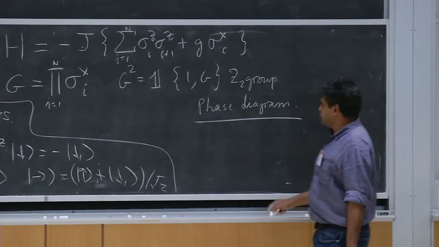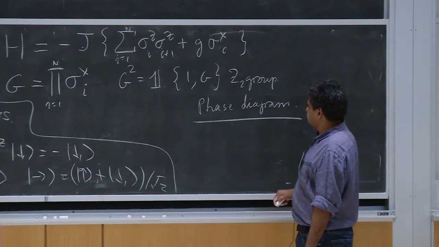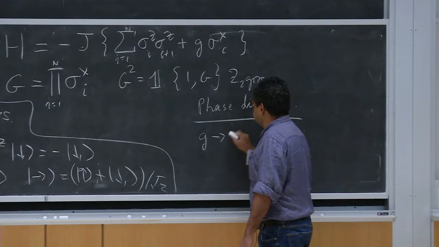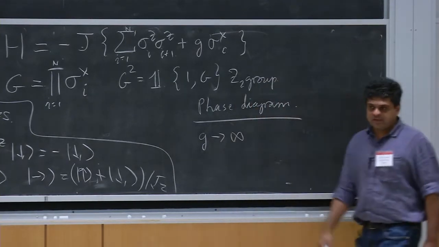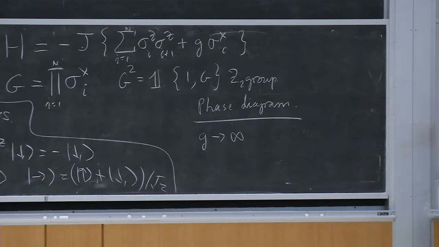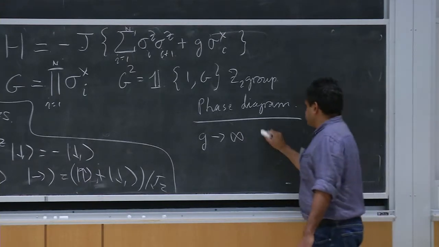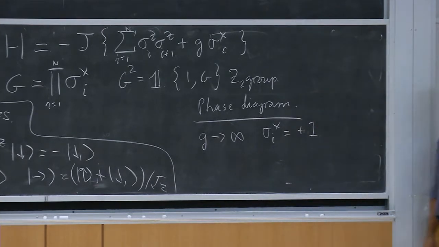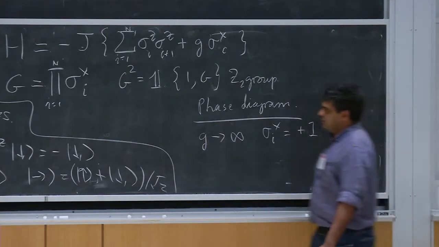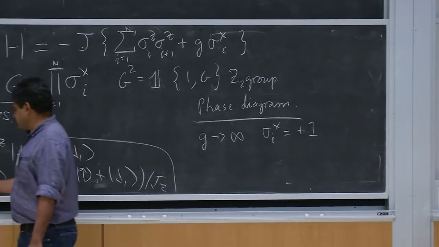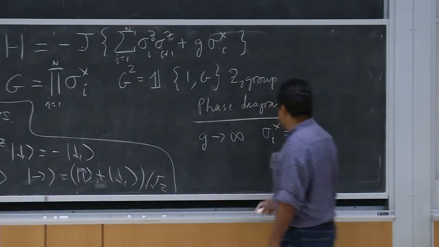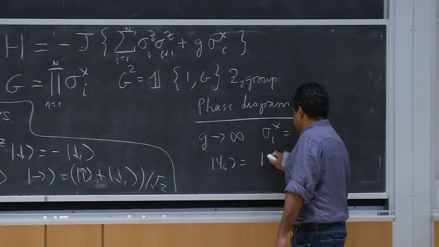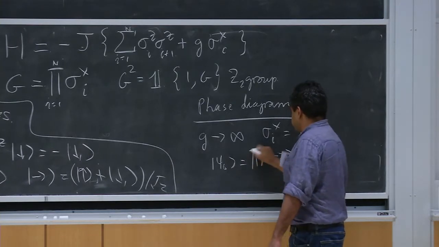Okay, so there are two limits you can study this problem. You can look at the G going to infinity limit, or G large limit, where basically you want to make that sigma x term happy. So you want a state where sigma x on every site is +1. That is achieved if you put every spin in a sigma x eigenstate. So there's a unique ground state in this limit where every site is in the sigma x eigenstate.